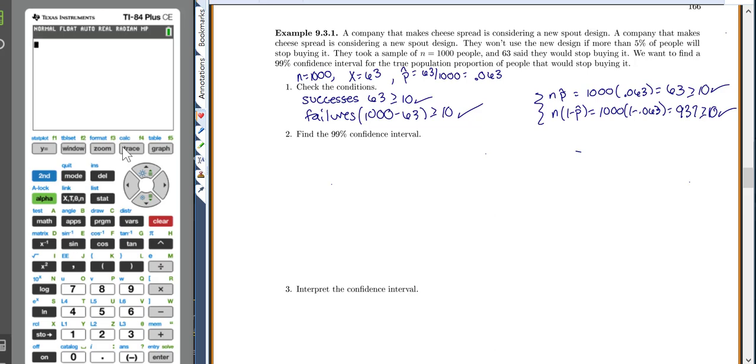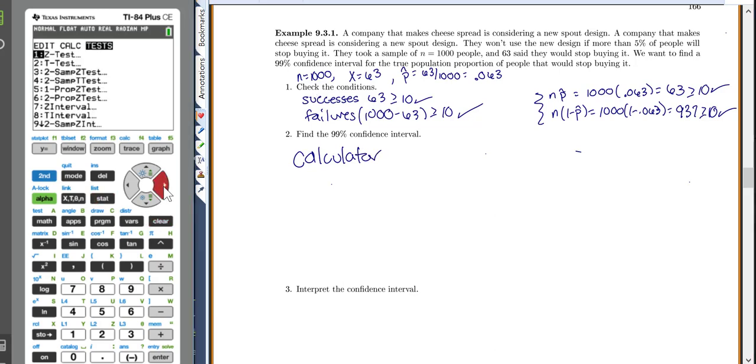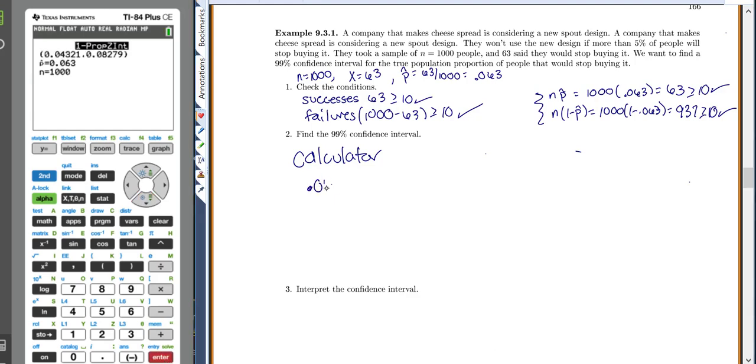To find our confidence interval, I'm just going to use my calculator. I'm going to go to stats and then tests, because that's where TI put the intervals, and look for something that sounds like proportions, z, interval. Oh, so there we are. One sample proportion z interval. You put in x is 63, n is 1000, confidence level is 0.99, and we get 0.043 to 0.083.